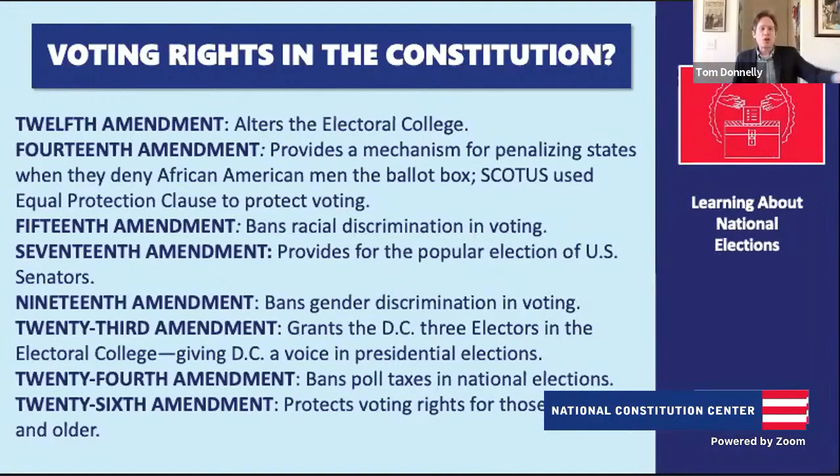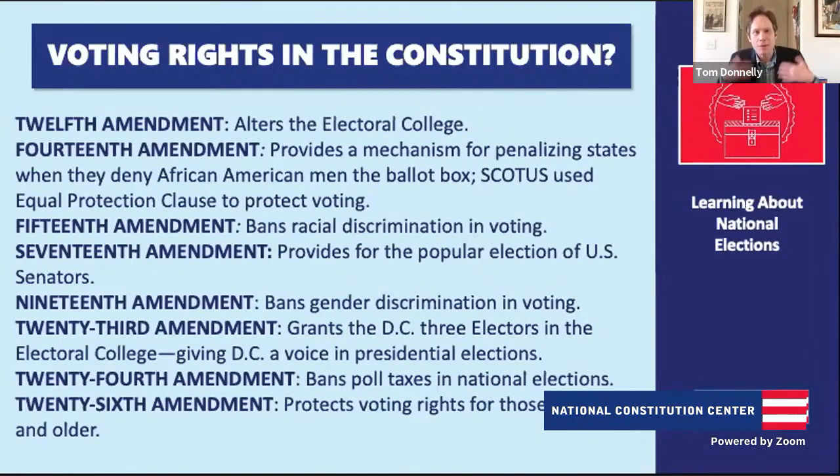Yeah, absolutely. So the original Constitution says certain things about voting, but if we look at the 27 amendments added to the Constitution over time, a lot of them have to do with voting and elections in certain ways. So you can see the amendments here. We have the 12th Amendment, which alters the Electoral College. We have the 14th Amendment, which provides a mechanism for penalizing states when they deny African-American men access to the ballot box. And the Supreme Court has also used the 14th Amendment's Equal Protection Clause to protect voting in certain ways. The 15th Amendment bans racial discrimination in voting.